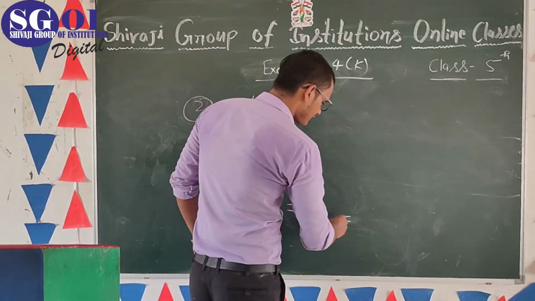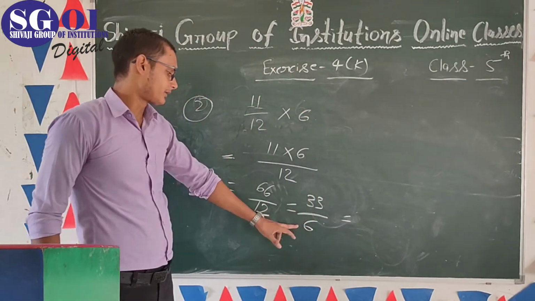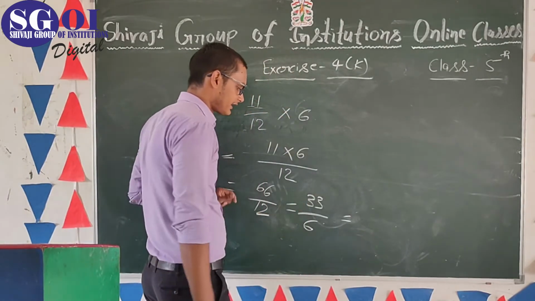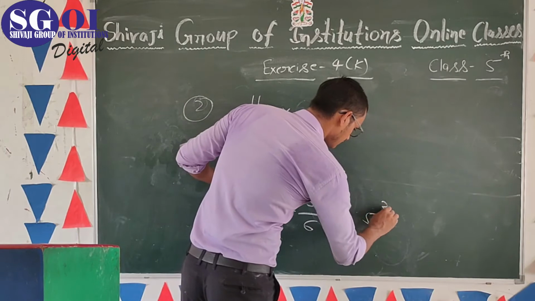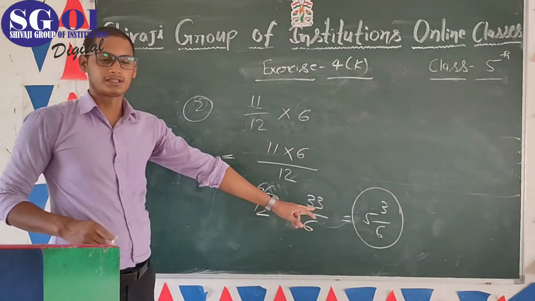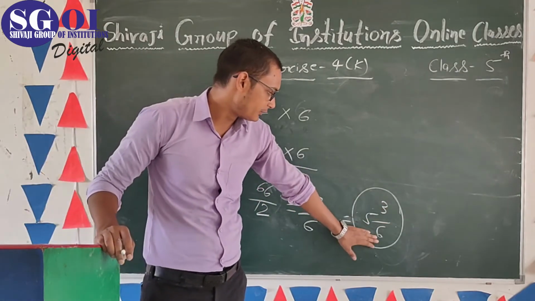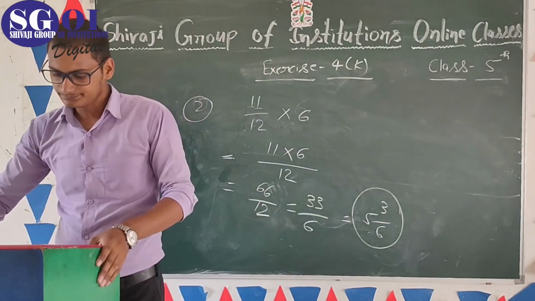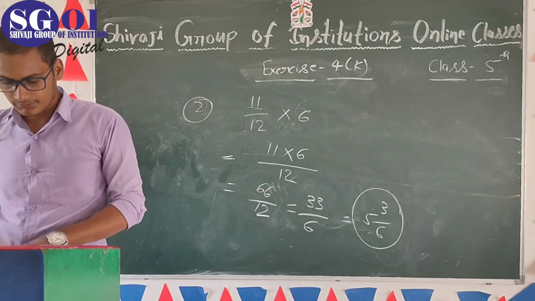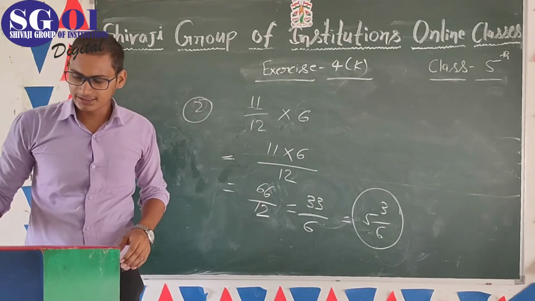This is an improper fraction, so we change this improper fraction into a mixed fraction. 6 times 5 is 30. 5 whole 3 upon 6, and the answer is 5 whole 3 upon 6. Okay.